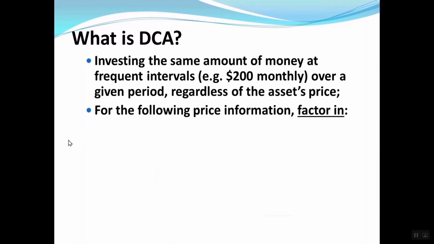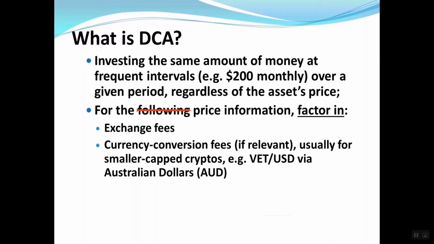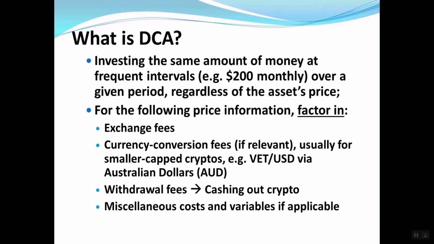When you look at the relevant statistics, a few things to factor in. Firstly, you need to consider the exchange fees depending on the platform you're using, currency conversion fees if relevant for you, and this is generally the case for smaller capped cryptos. For example, you look at the VeChain US dollar pair, but you want to purchase with Australian dollars, so there's most likely going to be a fee involved there. Withdrawal fees when you eventually cash out your crypto, or at least a portion of it, and then miscellaneous costs and other variables on top of, or last but not least, inflation.